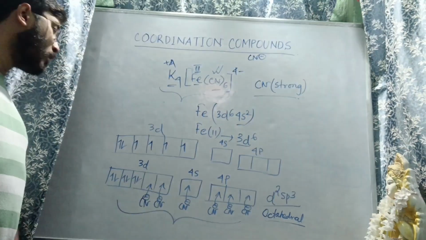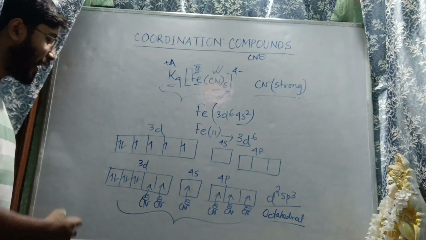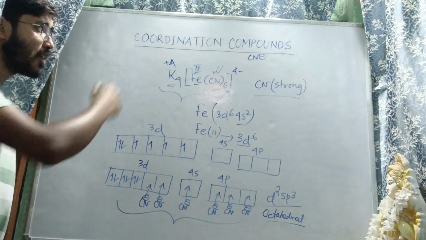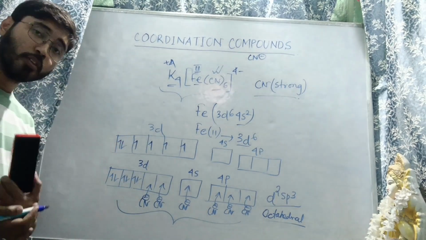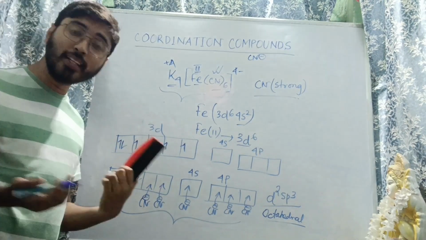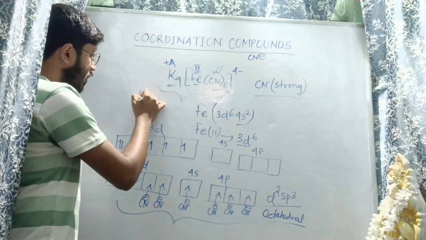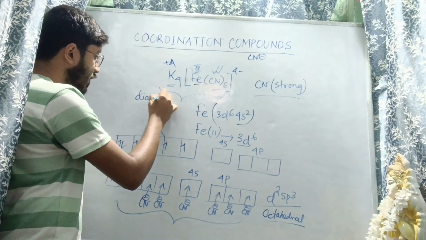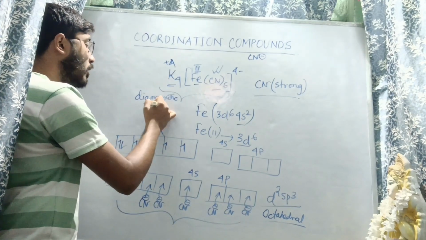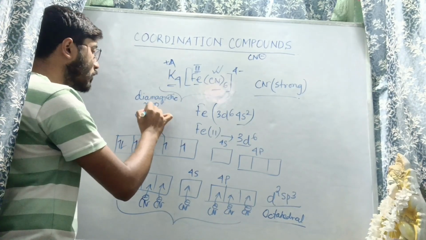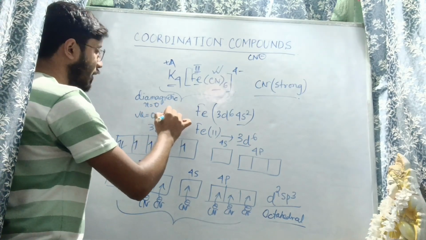And what about the magnetic behavior of the complex? We see that in presence of a strong ligand, all the electrons are paired up. So the compound is diamagnetic in nature. No unpaired electron is present. So the n value is 0, and the magnetic moment value is also 0 Bohr magneton.